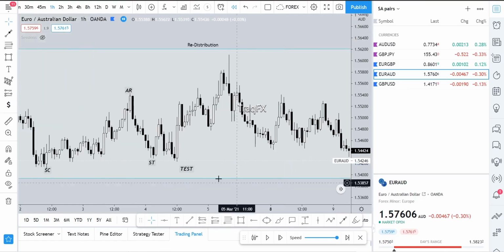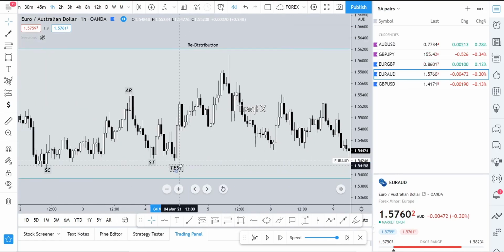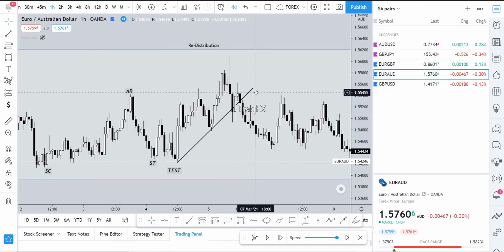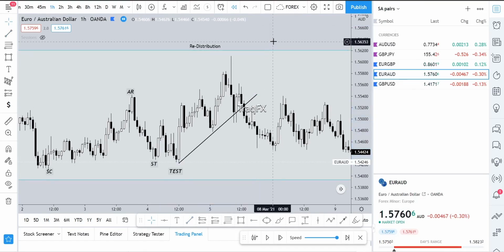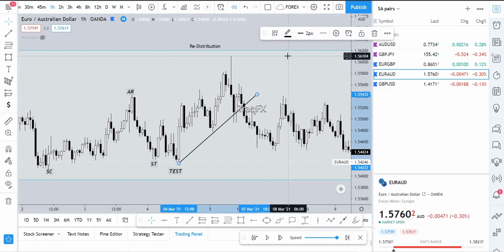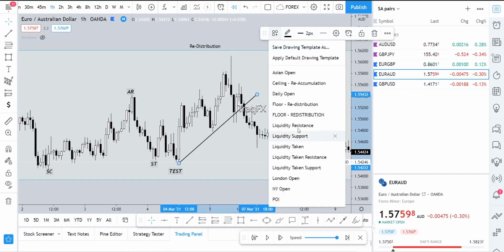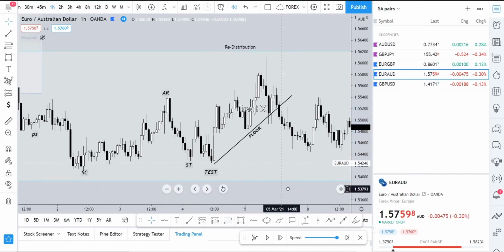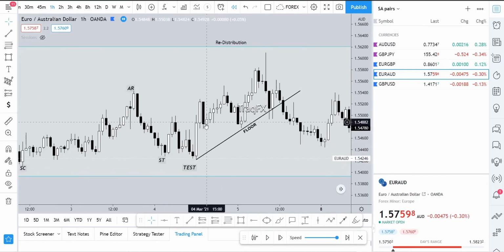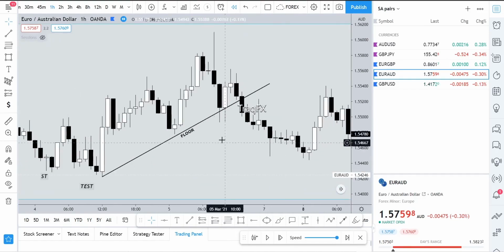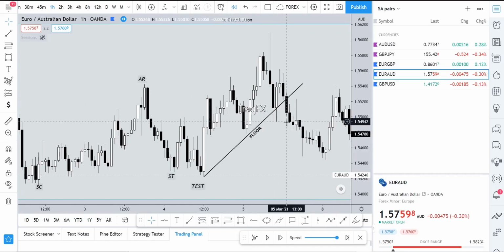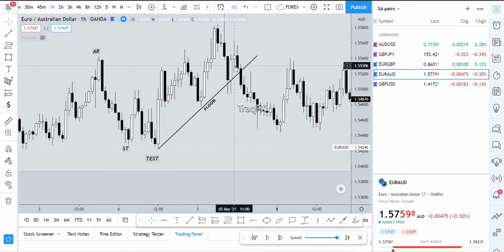Now if we draw out our trend line, we can begin to see how price is beginning to form structure and a trend line. So this right here will be our floor, redistribution. Price comes, it's high, low, taps into it, high, low, before we see price expand significantly towards the downside and break below the trend line.